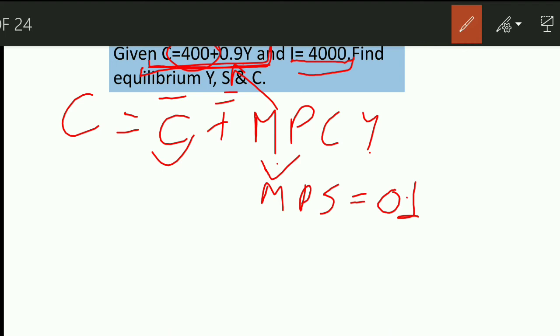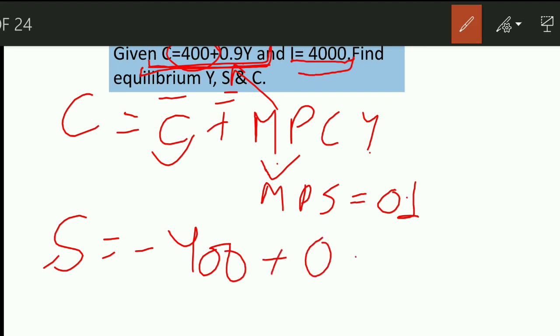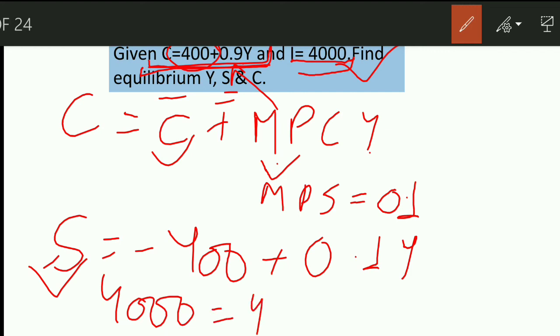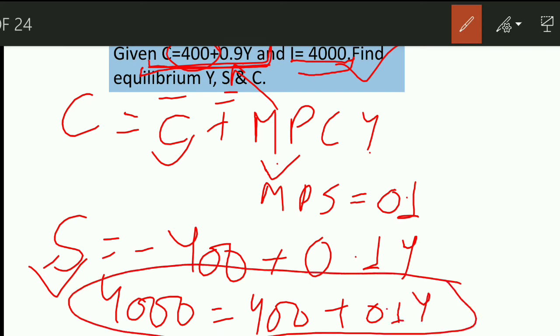So you have to find your saving. What will be your saving? Saving will be autonomous saving plus MPS into y. Your autonomous saving and autonomous consumption are always equal, just the difference is saving is negative. So saving will be minus 400, right, plus your marginal propensity to save, that is 0.1 into income. And you also know that saving is always equal to investment at the point of equilibrium. So you can put this equation equivalent to investment, that is 4,000. So 4,000 equal to minus 400 plus 0.1 y.